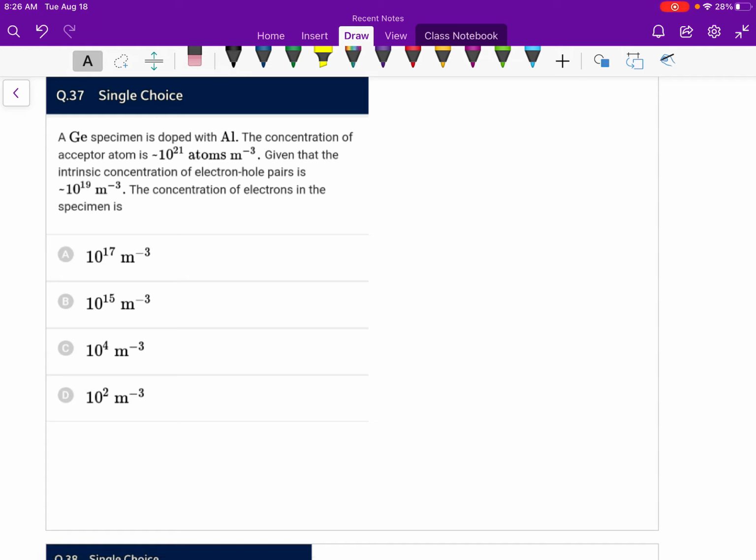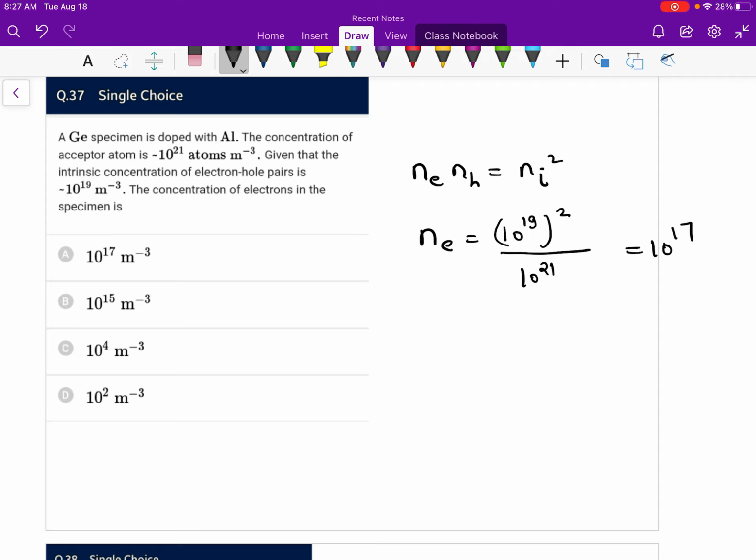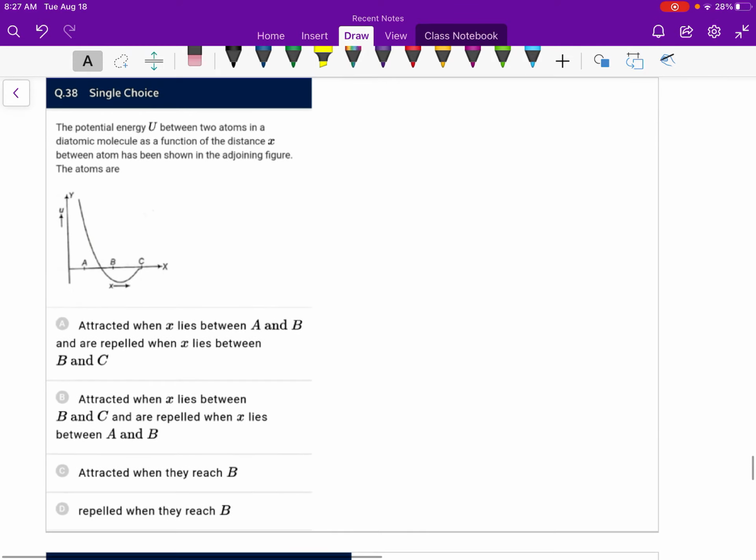A Ge specimen is doped with Al, the concentration of acceptor atoms. So Ne into NH is Ni squared. Given that the intrinsic concentration of electron-hole pairs is 10 to the power 19, and 10 to the power 21 is the concentration of holes, the concentration of electrons Ne is Ni squared over NH, which is 10 to the power 19 into 10 to the power 19 over 10 to the power 21, so this is 10 to the power 17 per meter cube. So A is the correct option.